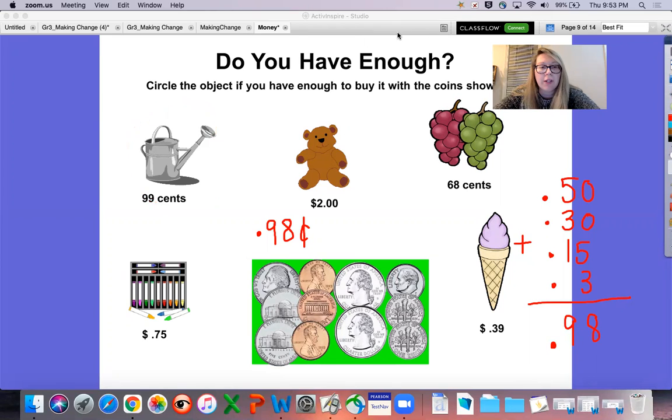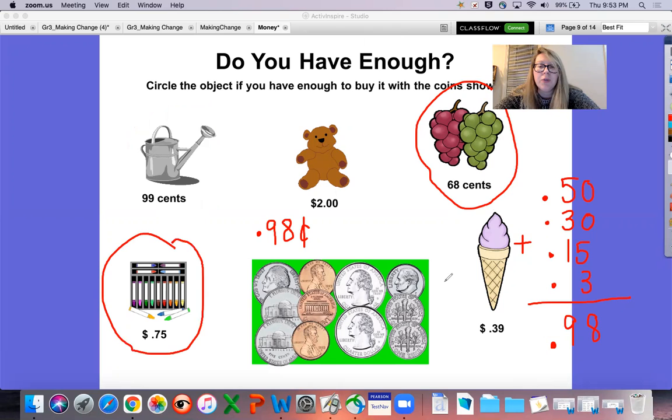Oops, I'm sorry, that's a mistake. We don't have enough money for the watering can. We're 1 penny short. You should not have picked the watering can. We don't have enough for the teddy bear. He's $2. We do have enough for the grapes. We would even get some money back from the grapes. We do have enough money for the marker set. And we do have enough money for the ice cream cone. It's only 39 cents. So these are the things that we could buy.